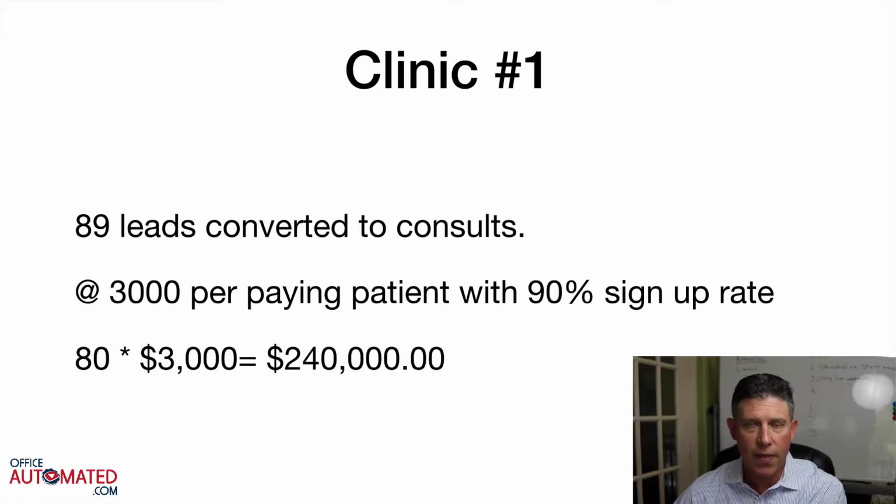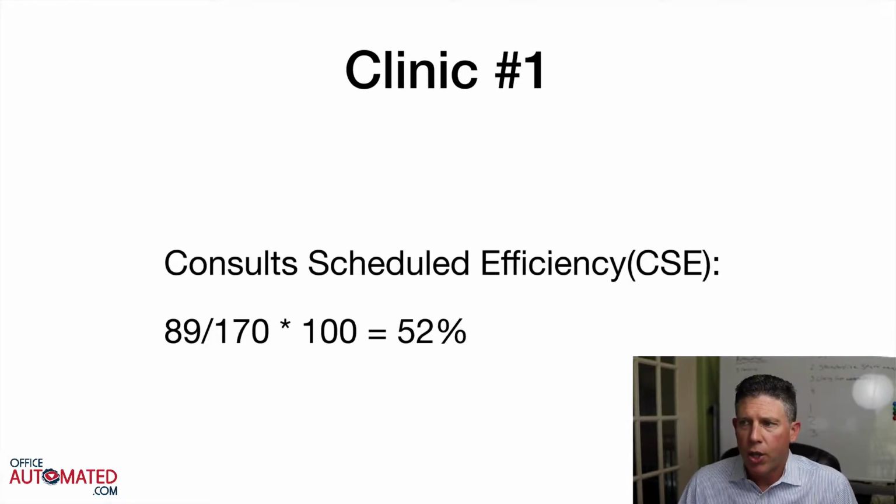And that is $3,000 on basically a 90% sign-up rate. So that's 80 of those leads at $3,000. That's $240,000 of revenue generated in a period of less than 2 months. Okay. Now, we call that the consult scheduled efficiency. So that's basically 89 divided by 170 times 100 is 52% of the consults have been scheduled, and that is the baseline value. I don't know if that's good, bad, or indifferent. That's what this clinic actually has, a 52% consult scheduled efficiency.